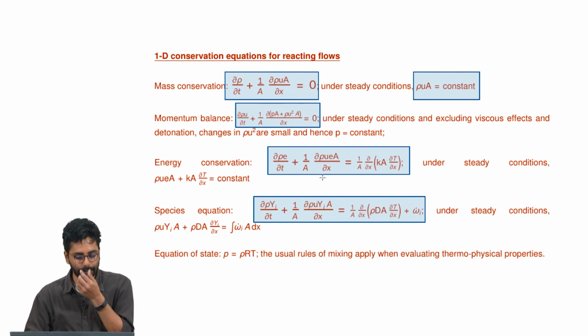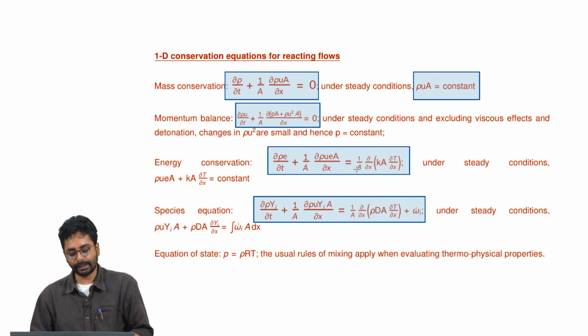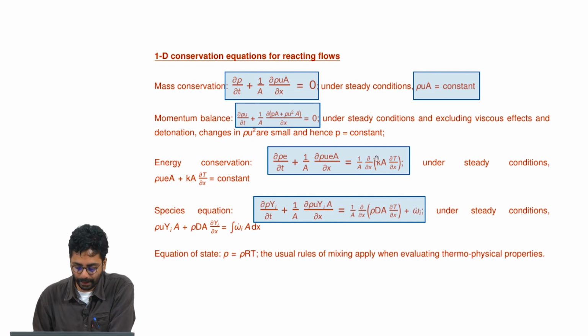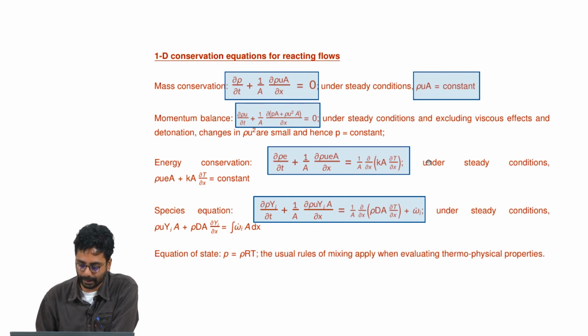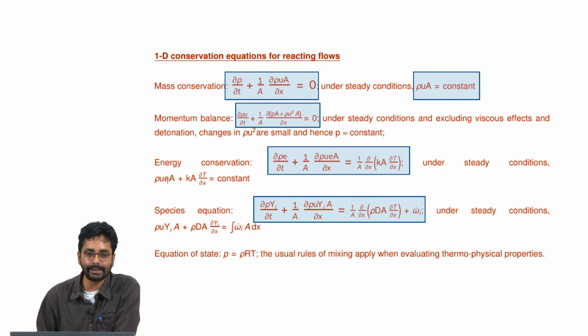Again, similar forms for energy conservation. The first term is the unsteady term, the rate of change of energy inside a control volume. The second term is the net outflow of energy, and this is controlled by heat transfer. I have missed the work done by the pressure term, but let us say because of this assumption that term is not important. So, under steady conditions the total energy change is only because of heat transfer into and out of a small control volume.